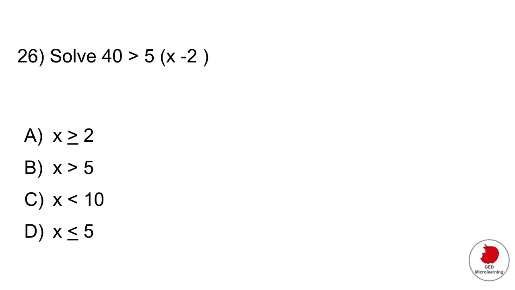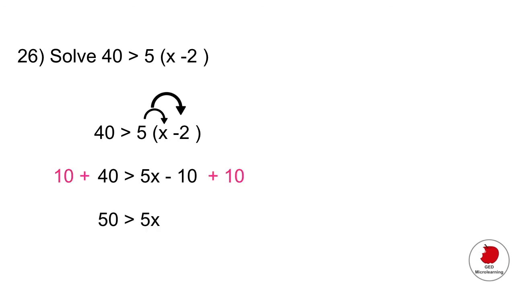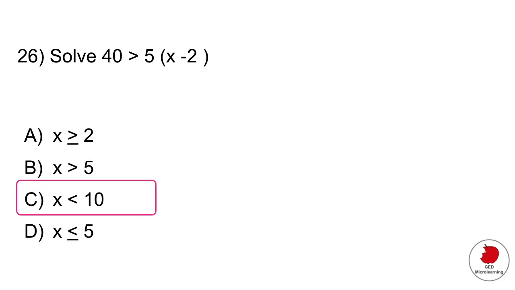All right, next question is another inequality, but here you also have to use the distributive property, which we've seen before. So meaning that you're going to have to take that 5 and multiply by each of the numbers inside the parentheses. So you would multiply 5 times x and 5 times minus 2. So that would give you 5x minus 10. And now you're going to add 10 to the right side and do the same to the left side. You end up with 50 greater than 5x, and then divide both sides by 5. That gives you 5 is less than x. Excuse me, x is less than 10. Sorry, my mind is all over.